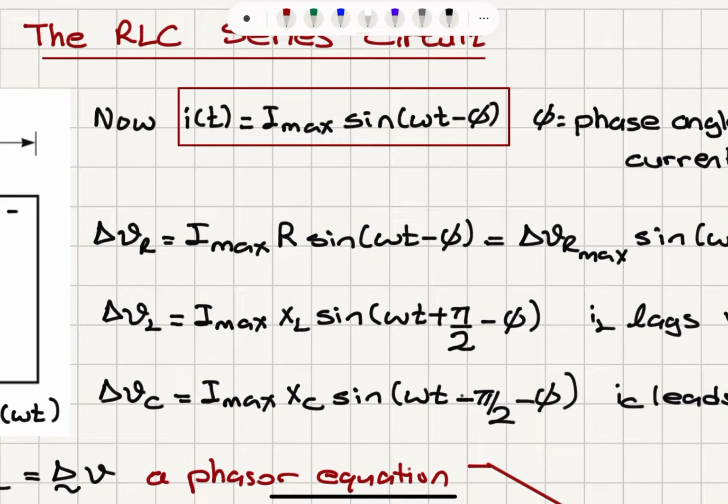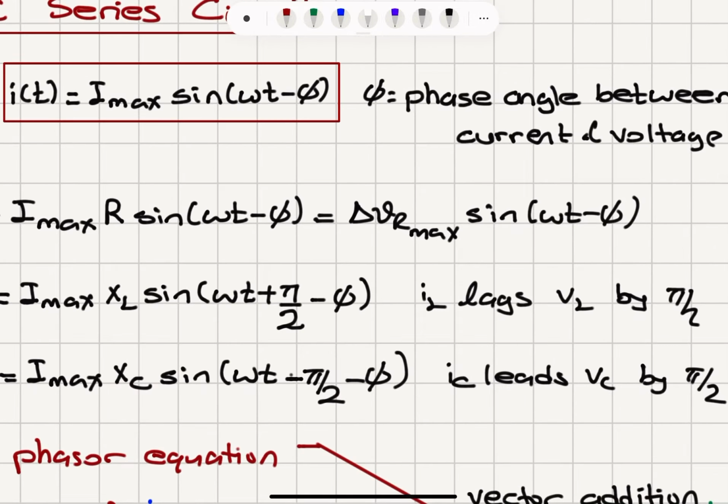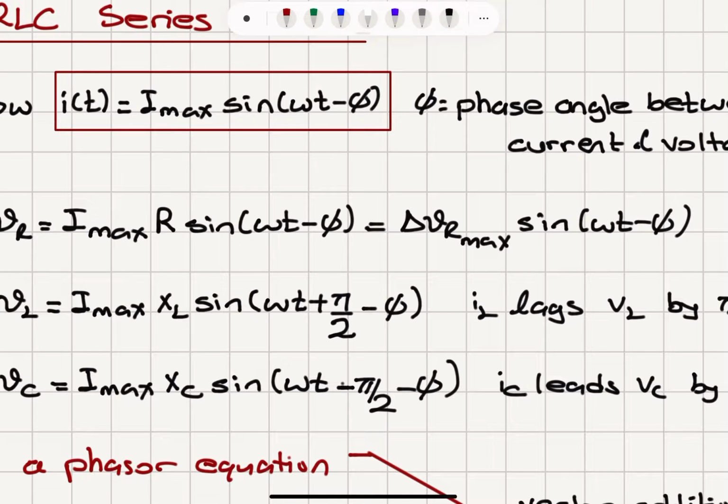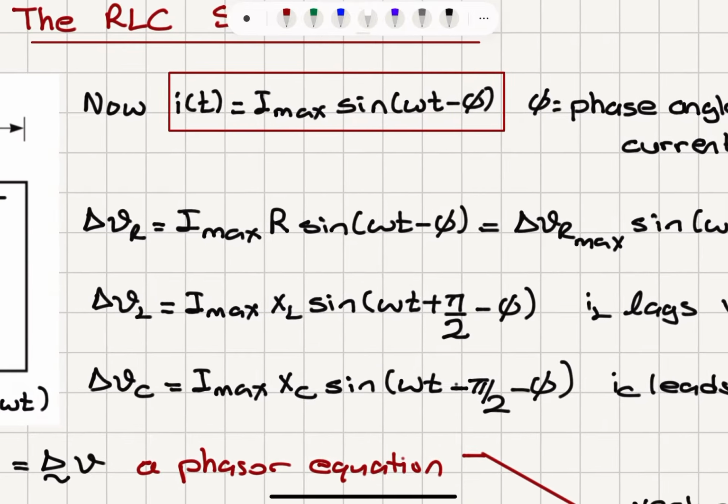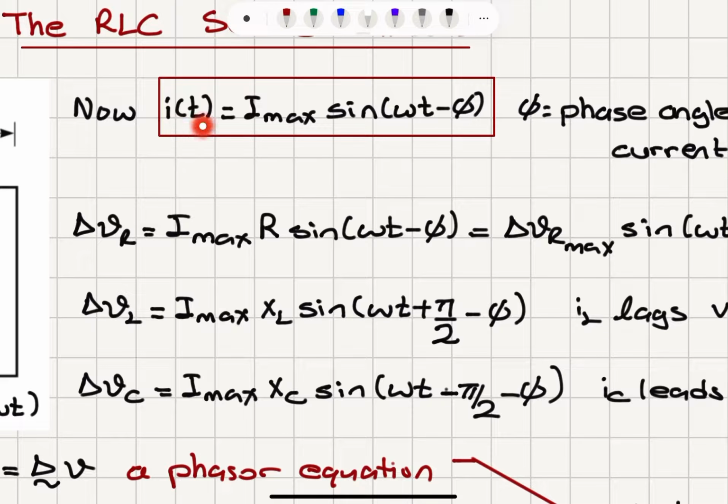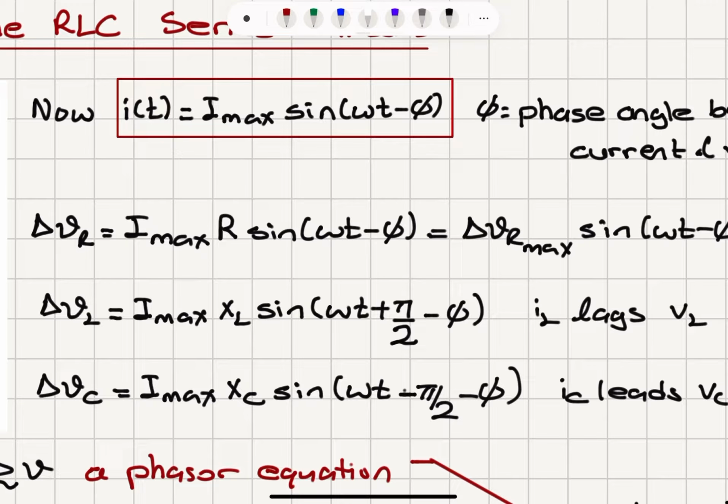Okay, with that, if we look at the voltage across the resistor, it will be equal to the current times the resistance. The current is I max sine omega t minus phi, times R. So this is Ohm's law. We will obtain delta VR max, the maximum value of the voltage across the resistor, multiplied with sine omega t minus phi. So the current across the resistor, IR, will be equal to I of t, and the voltage across the resistor will have the same phase relationship with respect to the current.